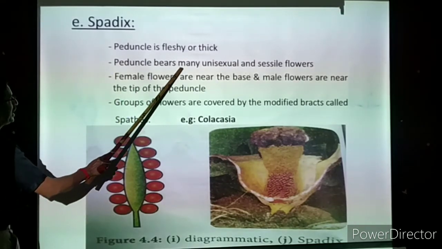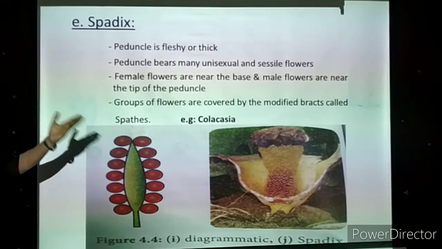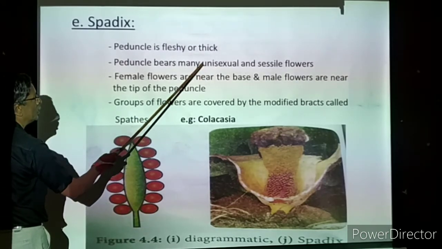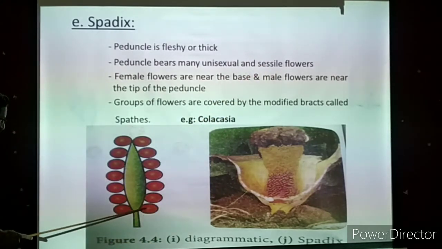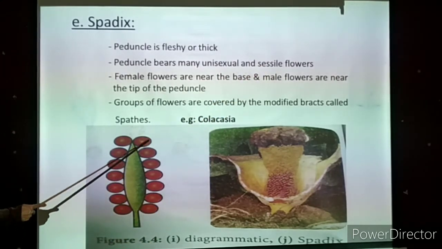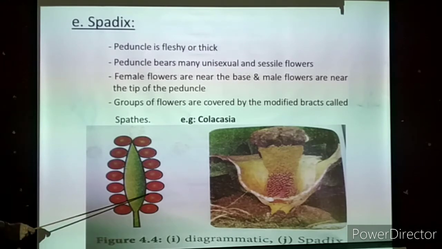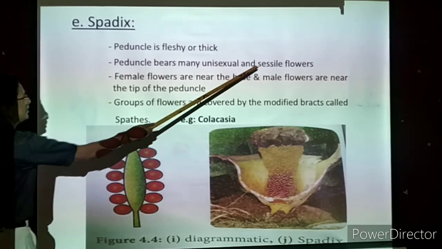The peduncle bears many unisexual flowers. Male flowers have only the male reproductive part. Female flowers have only the female reproductive parts. Unisexual and sessile flowers. What is the meaning of sessile flower? Each flower does not have a stalk. The pedicel is absent, so it is sessile. Many sessile flowers will be present.